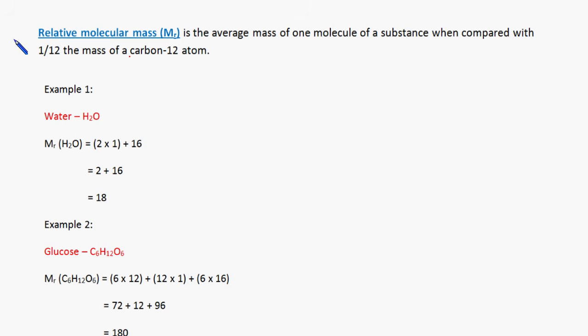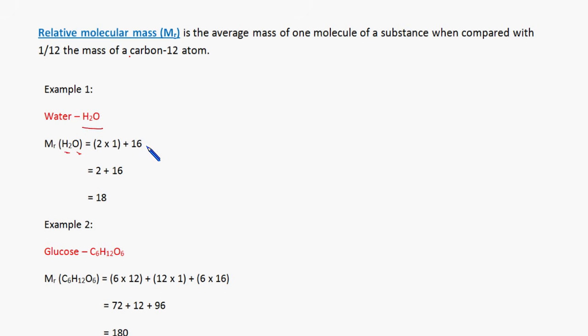The next definition we need to look at is relative molecular mass. Relative molecular mass is the average mass of one molecule of a substance when compared with 1/12 the mass of a carbon-12 atom. Alright, now in this first example we have water. The formula for water is H2O, and if we wanted to get the relative molecular mass, what we will do is add up the masses of the actual atoms within the molecule. So we have 2 hydrogen and we have 1 oxygen.